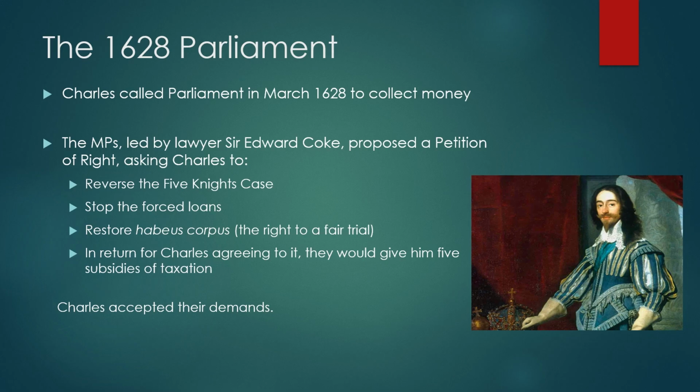Some of the key things they asked for in it were to reverse the Five Knights and Darnell's case, that there should be no more forced loans, to restore what's called habeas corpus, the right to a fair trial, which the men in Darnell's case had not been granted, and to no longer allow billeting, which is where civilian houses have been used by soldiers to live in during the war efforts. In return for Charles agreeing to it, they would give him five subsidies of taxation, a hell of a lot of cash.